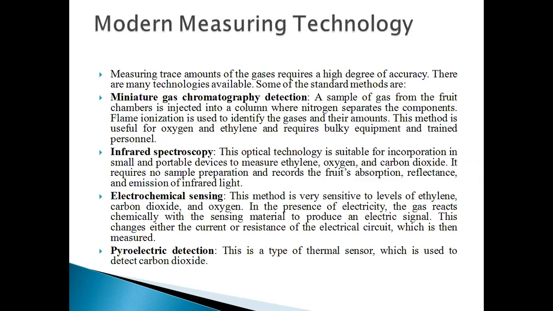Next measuring technology is pyroelectric detection. This is a type of thermal sensor which is used to detect carbon dioxide. So these are the modern measuring technologies to analyze the various gases in agriculture.